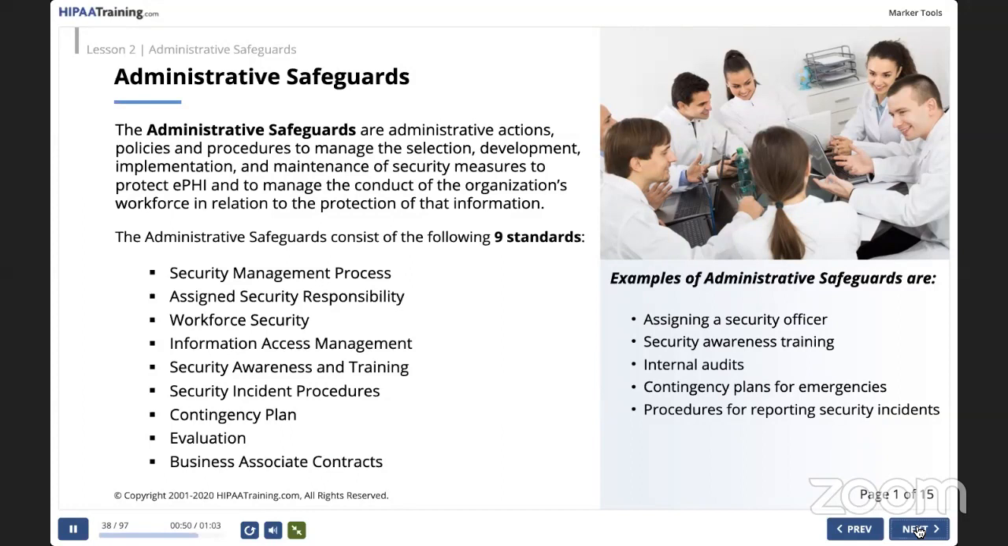Examples of administrative safeguards are assigning a security officer, security awareness training, internal audits, contingency plans for emergencies, procedures for reporting security incidents.